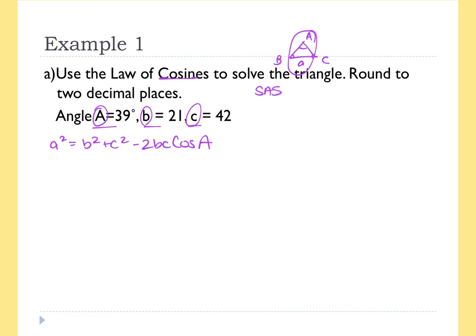Correct. Law of cosines is either side, angle, side, so you get 1 of each letter, 2 sides and an angle, or it's side, side, side, so you know nothing about any of the angles. So you would have A, B, C, but one of those is capital. Or A, B, C, and all of them are lowercase. Got it. All right, so my formula for side A squared equals B squared plus C squared minus 2BC cosine A. And then I'm going to plug in all the information I have. So A squared equals 21 squared plus 42 squared minus 2 times 21 times 42 times the cosine of 39.